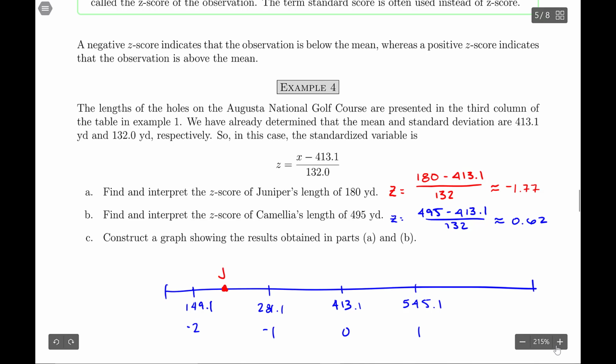I'll put J for Juniper. Camellia is 495 yards, and it's 0.62 standard deviations above the mean. If you compare the two scales, here are our x values, and here are our z values. You can see how standardizing this correlates to the population itself.